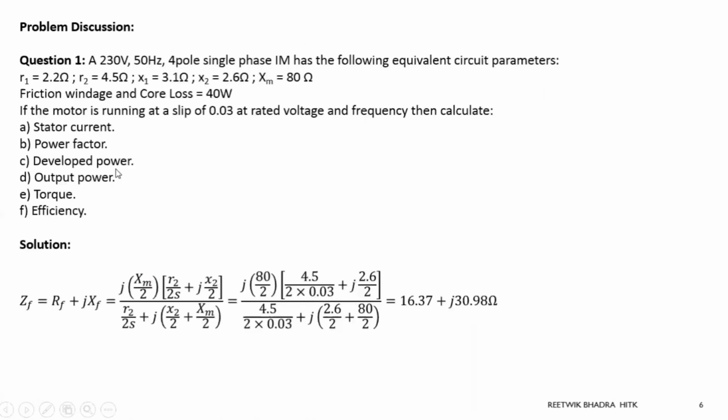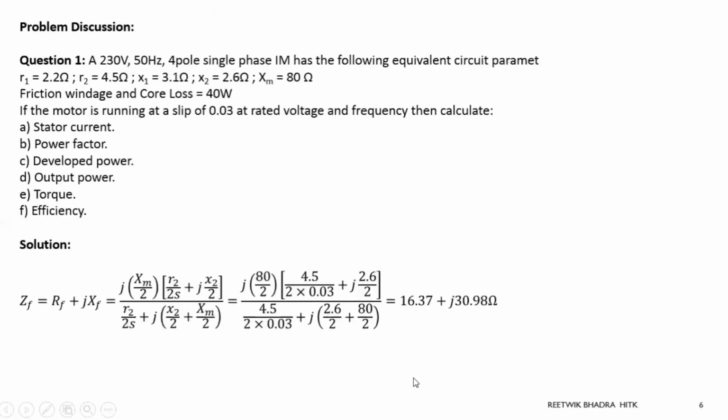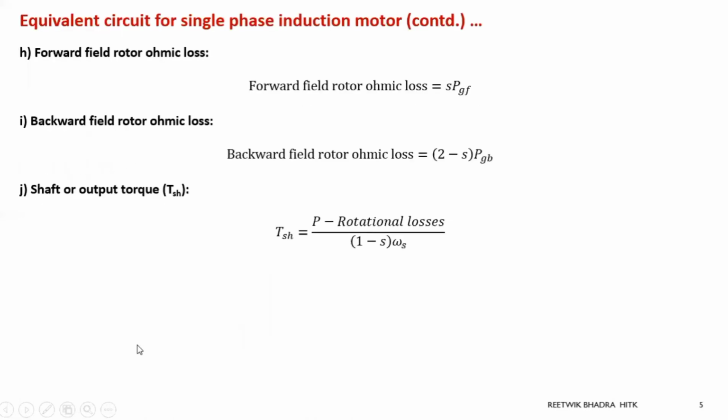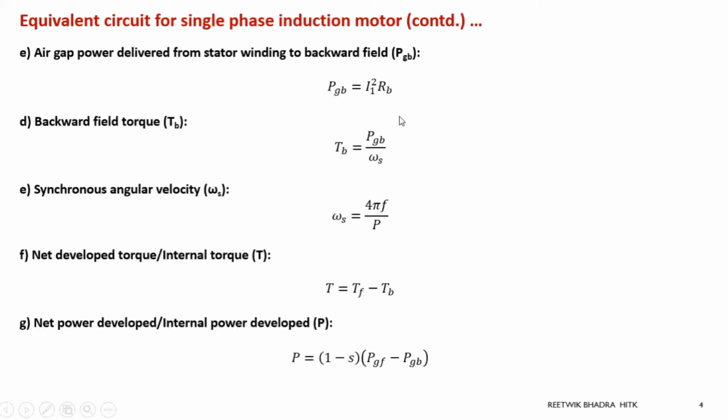Next, developed power. Always when a question is asked about developed power, you should find out your PM. Or you can be asked as internal power, or you can be asked as net power. So the PM formula is 1 minus S into PGF minus PGB. Now I'll substitute PGF and PGB. So let us go to the formula list and check what is PGF. I1 square RF. And what is PGB? I1 square RB.